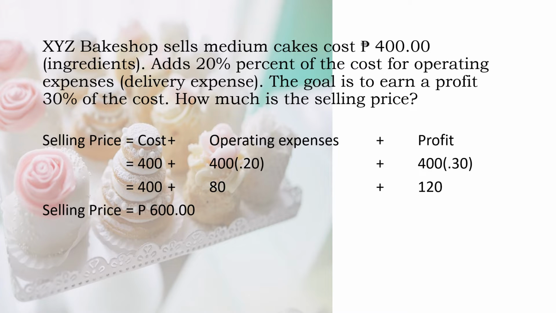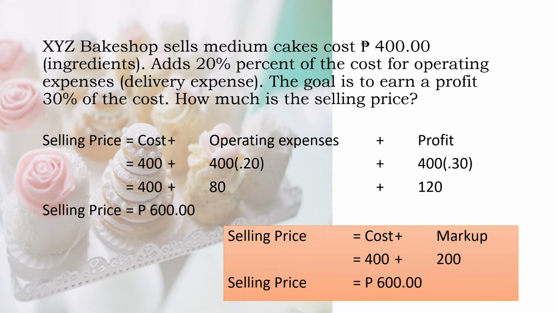Or we can also use this formula. Selling price is equal to cost plus markup. Now let us substitute. 400 is the cost, and the markup that we have already computed earlier amounts to 200 pesos. The selling price is 600 pesos.